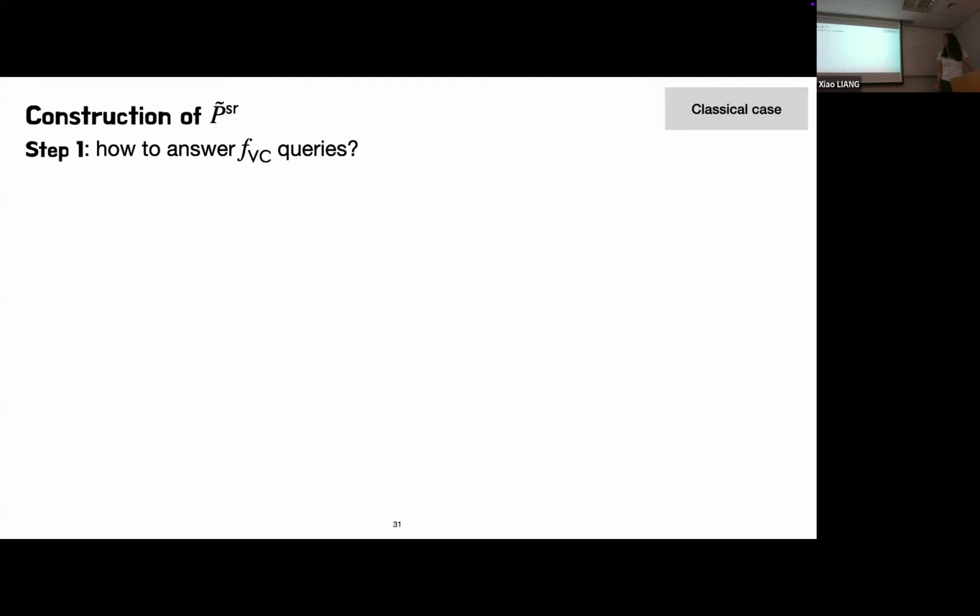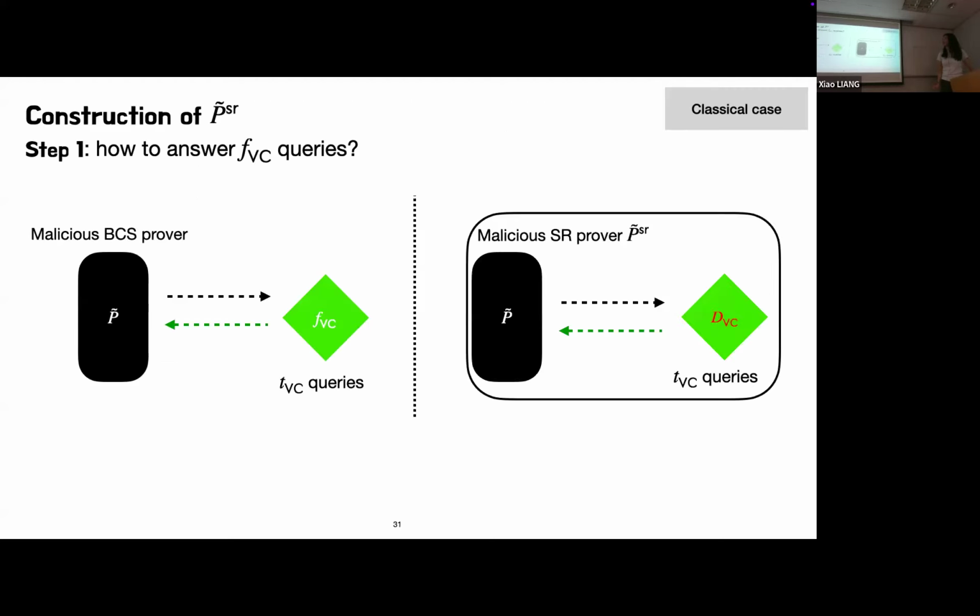So for the first part, for the VC queries, the state restoration prover is going to simulate some database, and for any queries that it hasn't seen before, it's going to sample lazily, and otherwise it just answers with the existing recorded queries from the database.